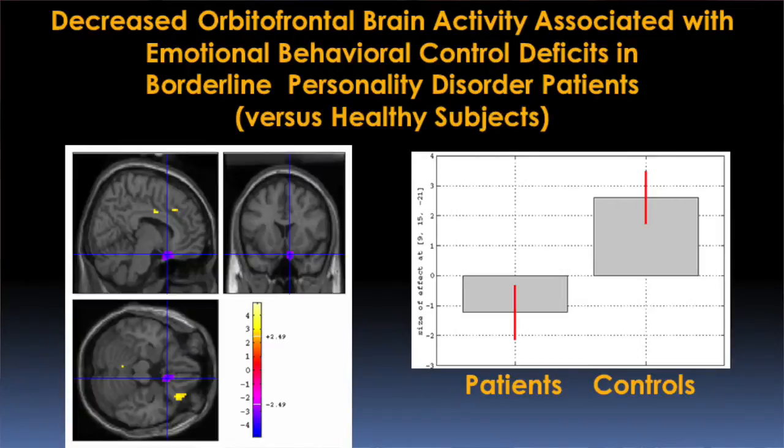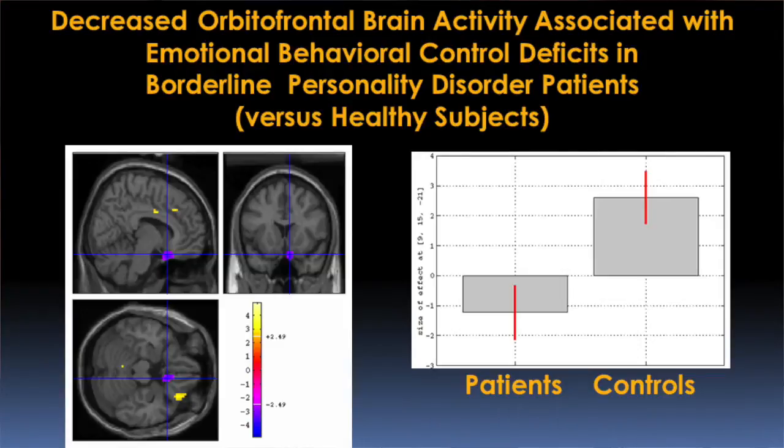In borderline personality disorder, which is characterized by impulsivity and emotional lability, we are finding that a key area of the brain that's involved in controlling your behavior in the context of negative emotional states is deficient in its activity and in its modulation.